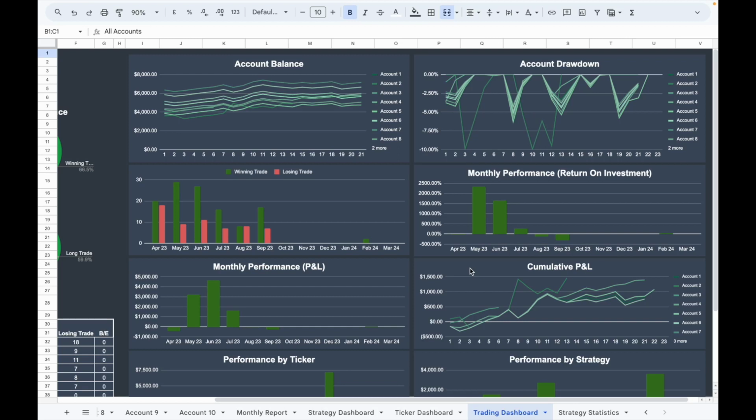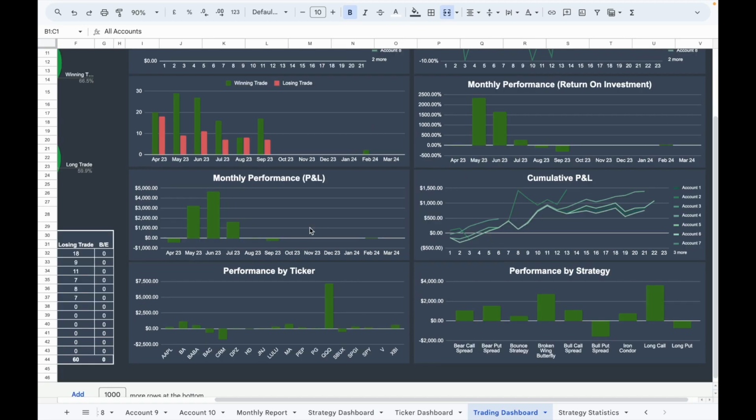You can also have a glance of the overall performance of individual ticker and trading strategy to know how individual stock and strategy have contributed to the overall performance of the account as well as the monthly performance in terms of return on investment, profit and loss, winning and losing trade. When you select all accounts, it shows the total P&L, return on investment, winning and losing trade of the combination of all accounts.